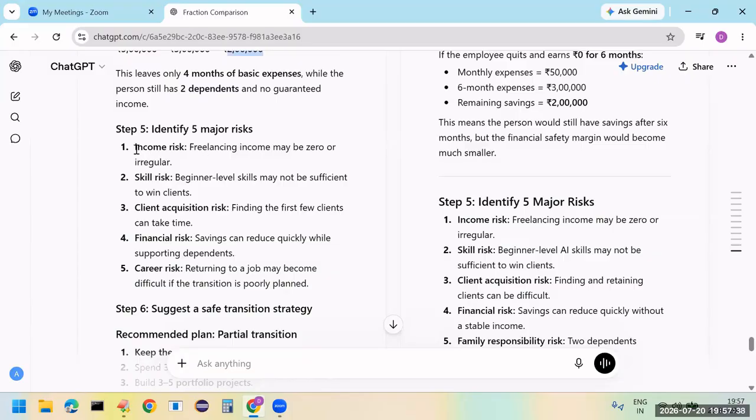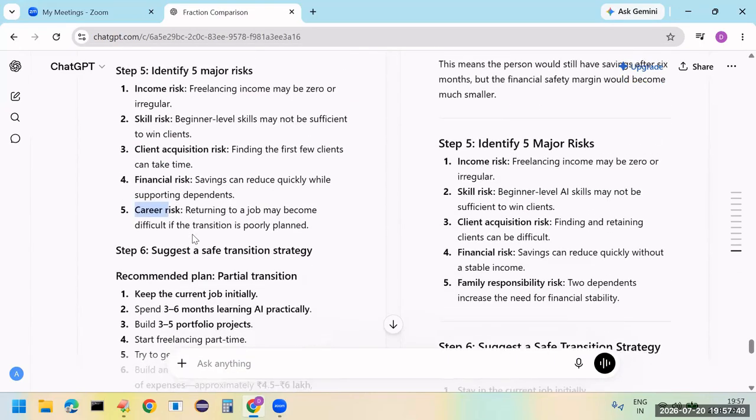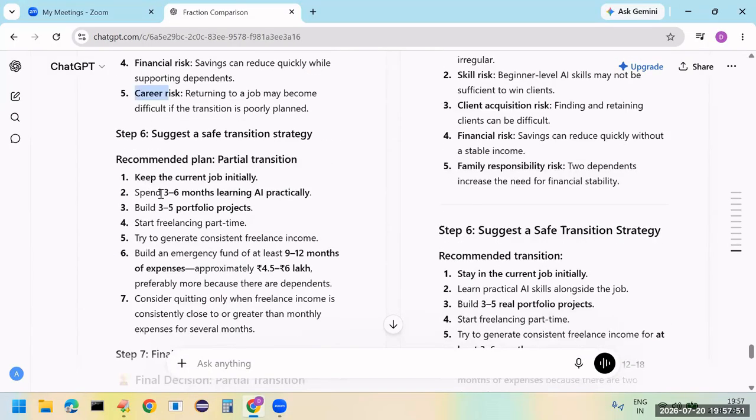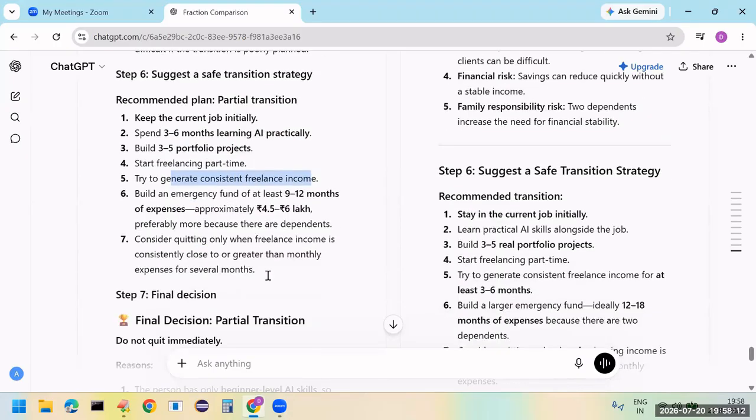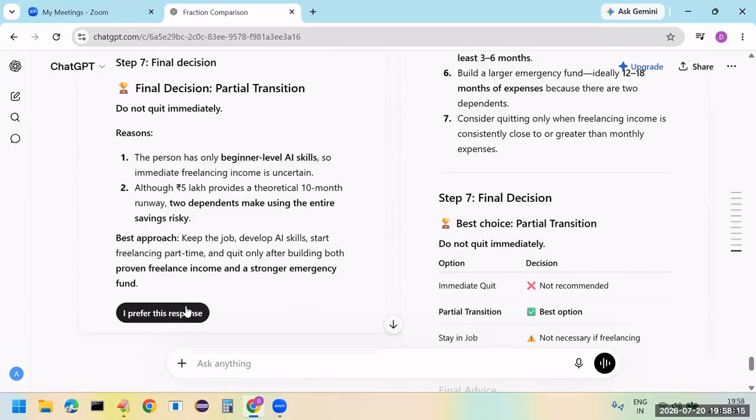So identify 5 major risks: income risk, skill risk, because you are at a beginner level, client acquisition risk, financial risk, career risk. Sir, what is a safe transition strategy? Partial transition. Keep the current job initially, spend 3 to 6 months learning AI practically, build 3 to 5 portfolio projects, start freelancing part-time, try to generate consistent freelance income, then build an emergency fund, and so on.